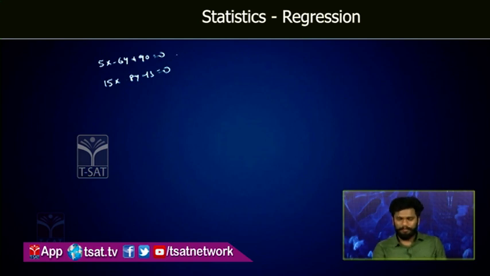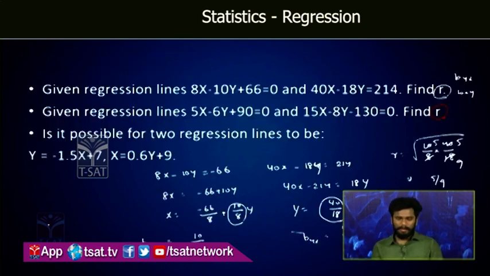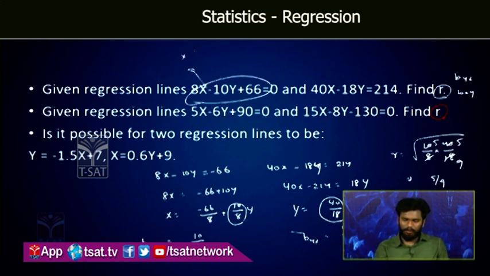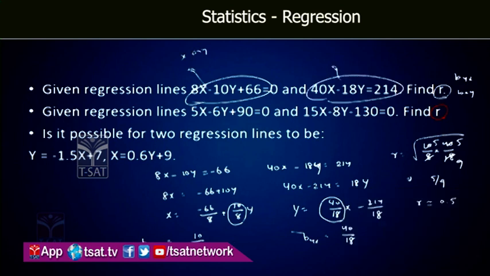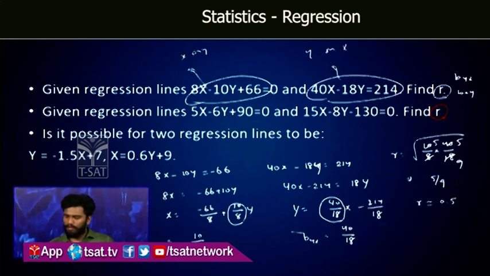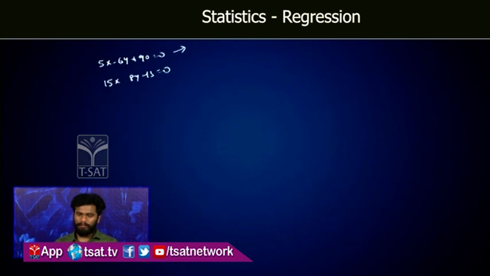Now see here. Generally, when we were solving the first question, we directly assumed that this is the line of x on y and this is the line of y on x. That's why we got the correct answer, r is equal to 0.5, which is in the limits minus 1 to plus 1. Now check the second question.